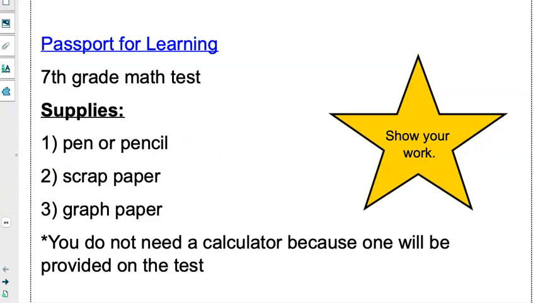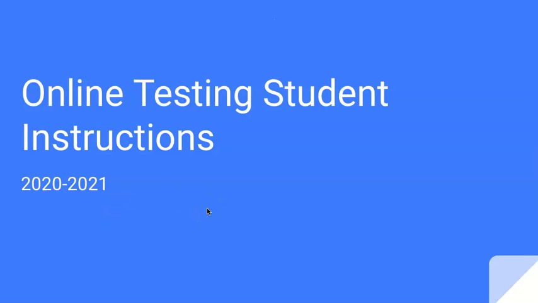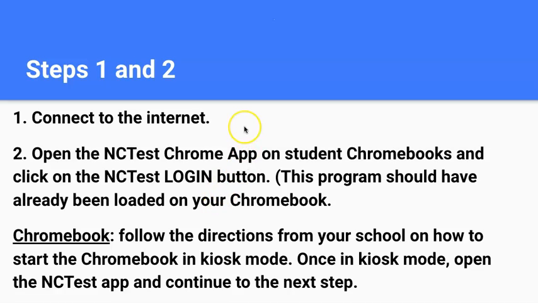All right, so let's get to how you sign in. To get to the Passport for Learning test, the first thing you're going to do is, well, it says connect to the internet. That's important. But really what we need to do on the Chromebooks first is sign out. Now, if you don't know how to sign out on your Chromebook, if you turn off your Chromebook, I believe it will automatically sign you out. So then when you turn it back on, you'll be signed out. Do not log back in. You need to be signed out to get to this app.